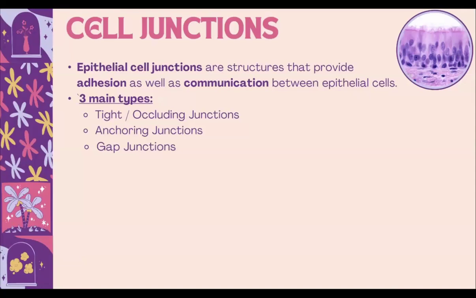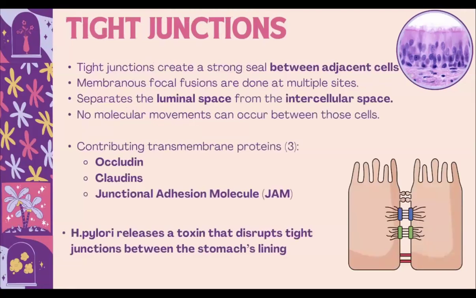You have tight junctions or occluding junctions. Good to know both names because they help in the later part. There's also anchoring junctions, and then there's gap junctions. So with tight junctions, as the name suggests, they're very, very tight. They don't let communication go between cells. So this is really important for certain epithelia where you don't want things to pass through.